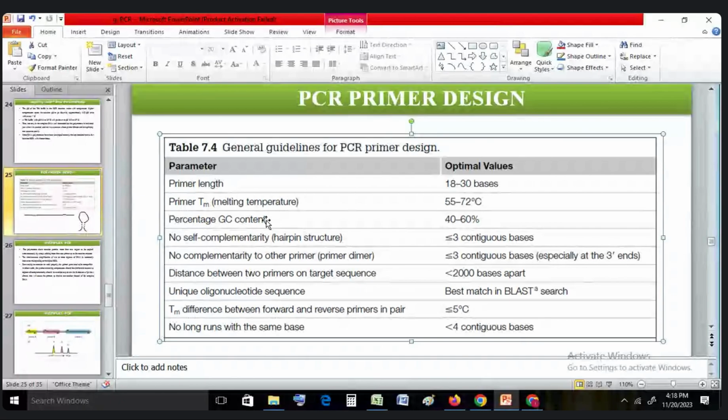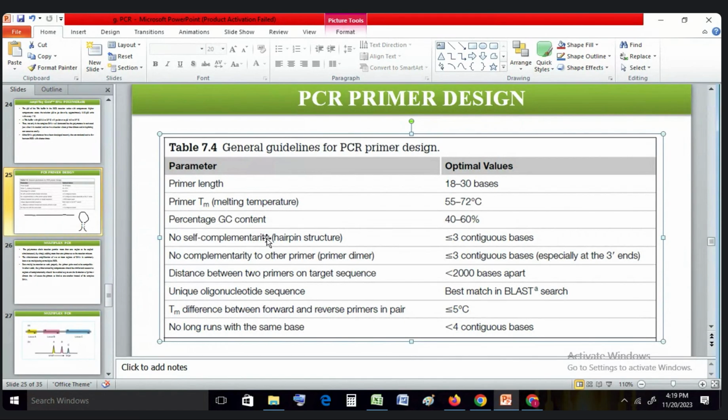In case of GC bonding, it has 3 hydrogen bonds. So you can think that if you have more GC, you have more power in the annealing between the primer and template binding. More GC, more hydrogen bonding, more strong binding. That's why you should have a good amount of GC content, between 40 to 60%. If it is 10% or 20% GC, you can expect low strength in binding between the primer and the template. So it should be 40 to 60, more GC, more hydrogen bond, more strong binding.